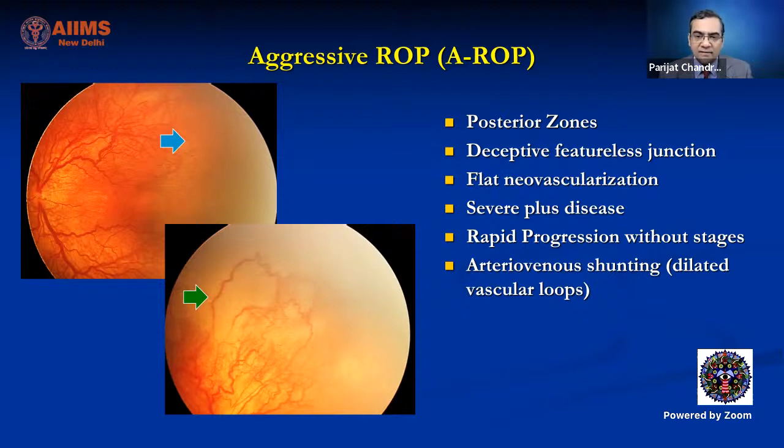Then you can notice there is severe plus disease in the form of dilation and tortuosity of vessels, and there can be rapid progression without going through the classical stages 1, 2, 3. And obviously the more important feature is that there are arteriovenous shunting and direct vascular loops, which you can see in the photo below, where this loop is marked by the green arrow.